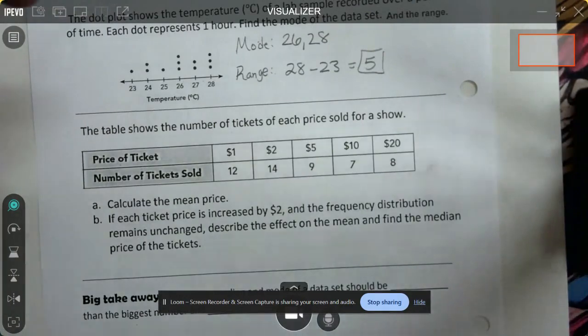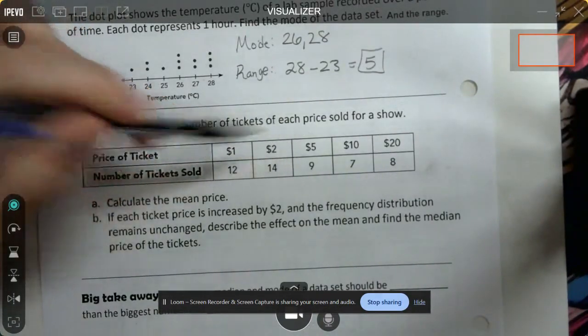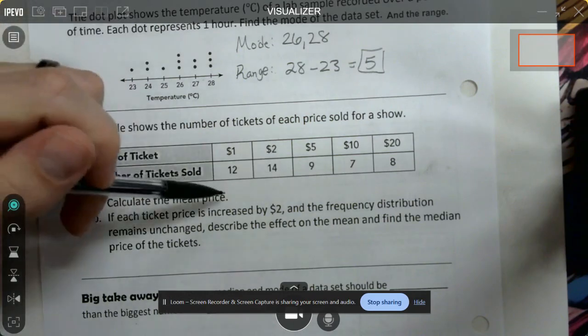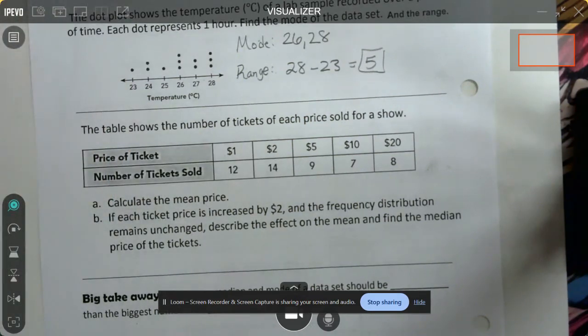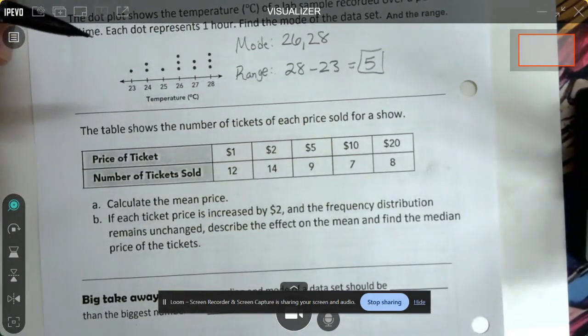All right, and here we have a table that shows the number of tickets for each price sold for a show. We have prices of ticket and then number of tickets sold. We want to find the mean of the tickets sold. Go ahead and find the mean of this problem.